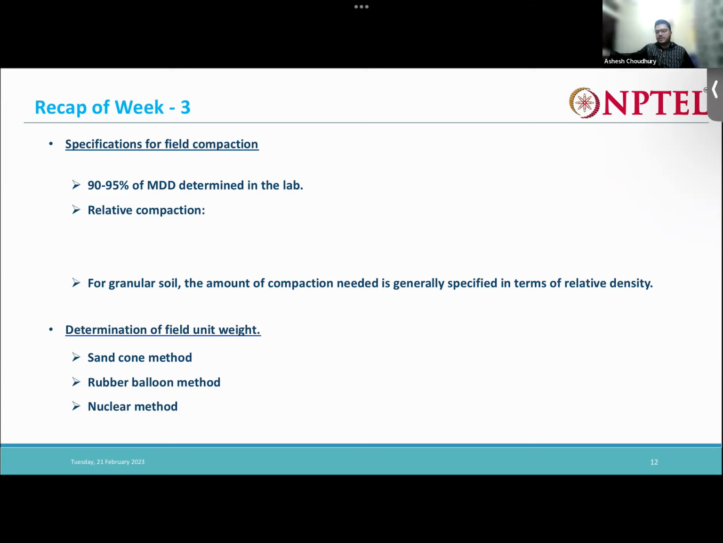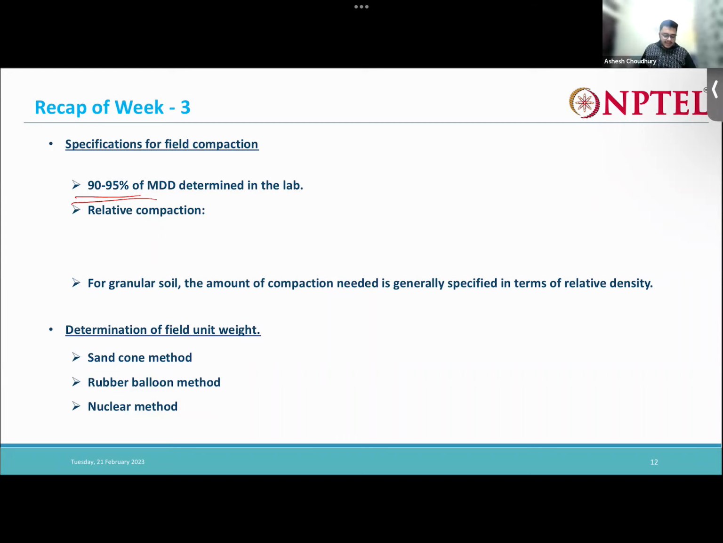dry density to the field. Say I need to construct an embankment using this same soil in the field. What I need to do is instruct the site engineers that this much dry density you need to achieve. That dry density is generally 90 to 95% of the maximum dry density that is determined in the lab.